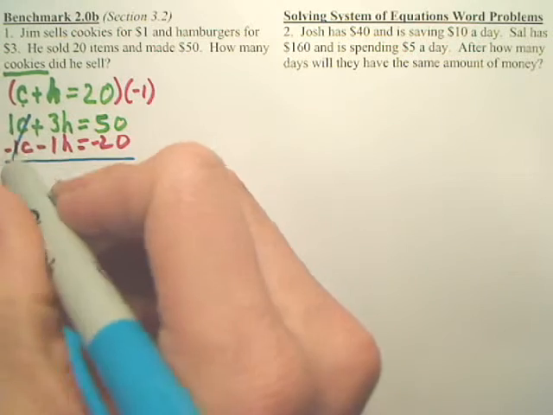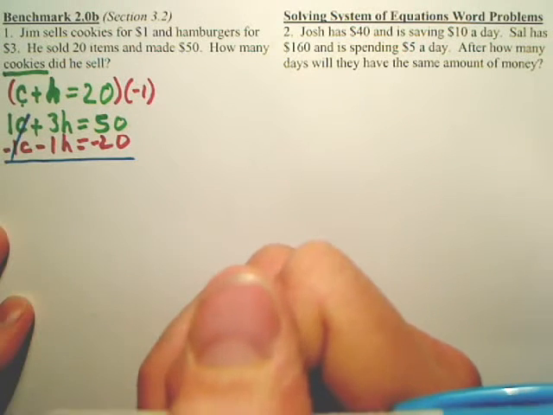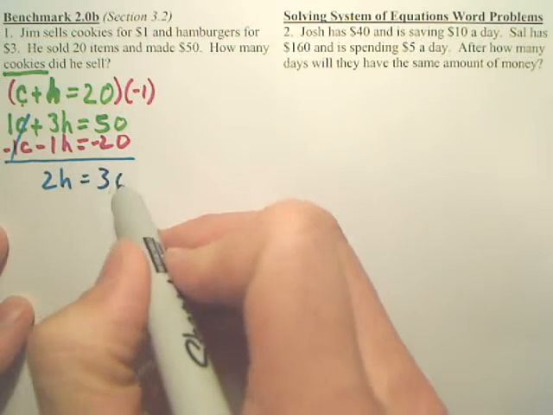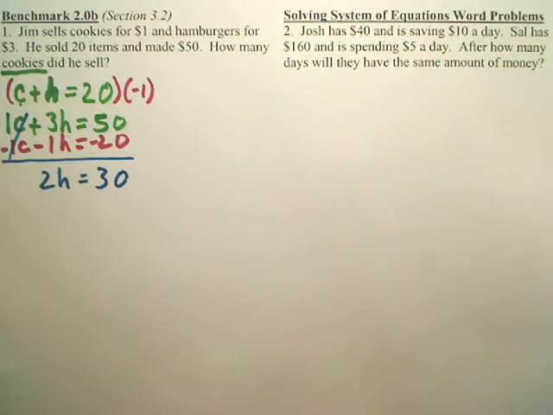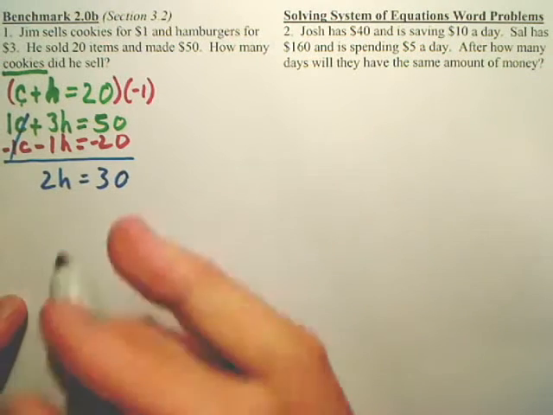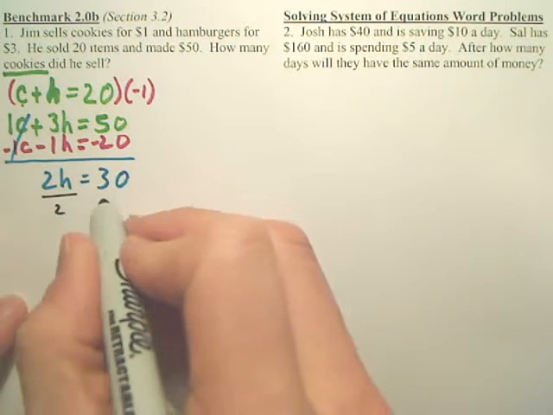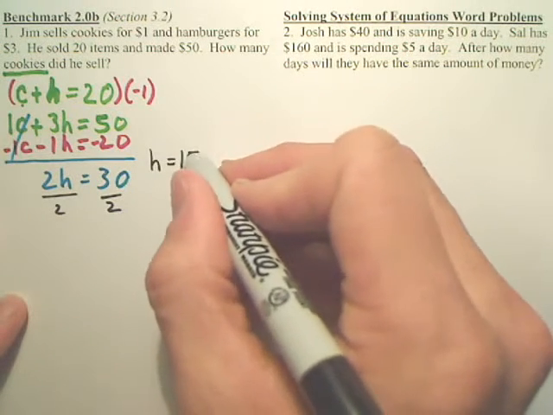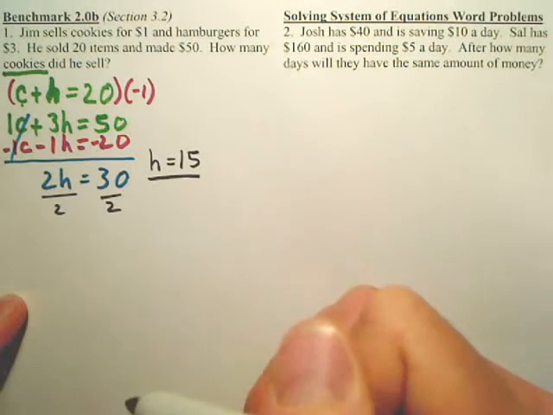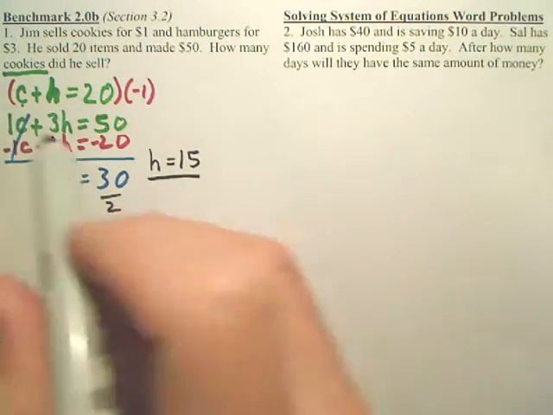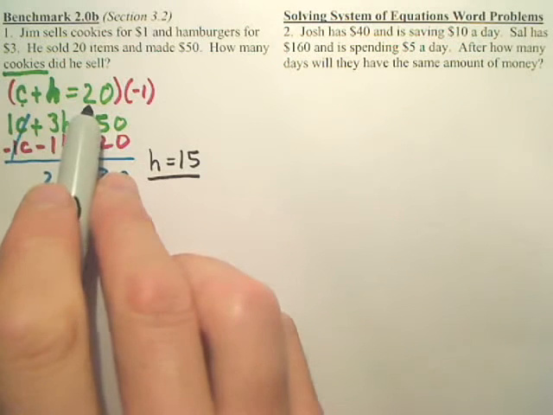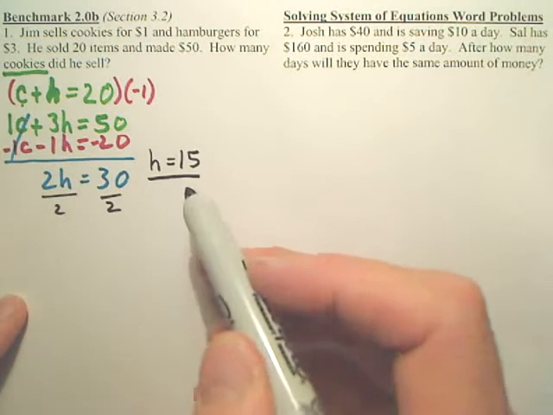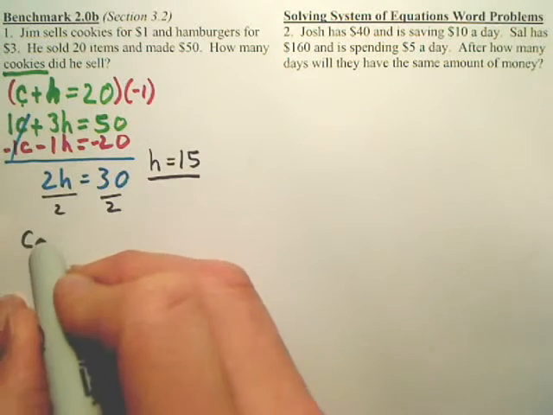Now, we got this. Those cancel. This becomes 2H. This becomes 30 when you add straight down. So as you probably can see now, H, if you divide by 2, you notice that H equals 15. Now, is that what we're looking for? No. We want cookies. So if you look back up here, there's 20 altogether. So logically, if this is 15, the cookies is 5. But let's just show it mathematically.